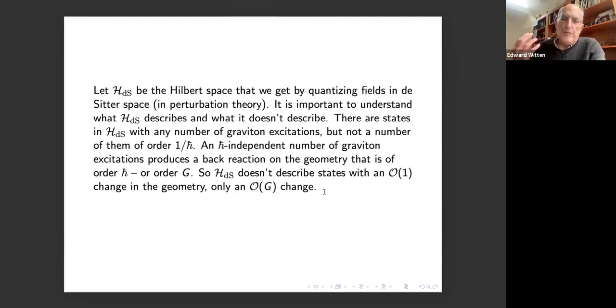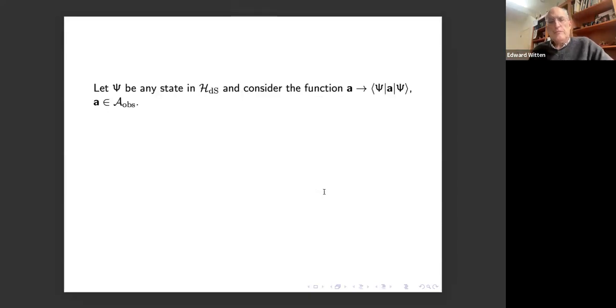So if we had a better theory, we would describe states with a bigger change in the geometry, but in perturbation theory around de Sitter space, we can't describe states with an order 1 change in the geometry. Now let psi be any state in the de Sitter Hilbert space, and consider the function that takes A to its expectation value in psi.